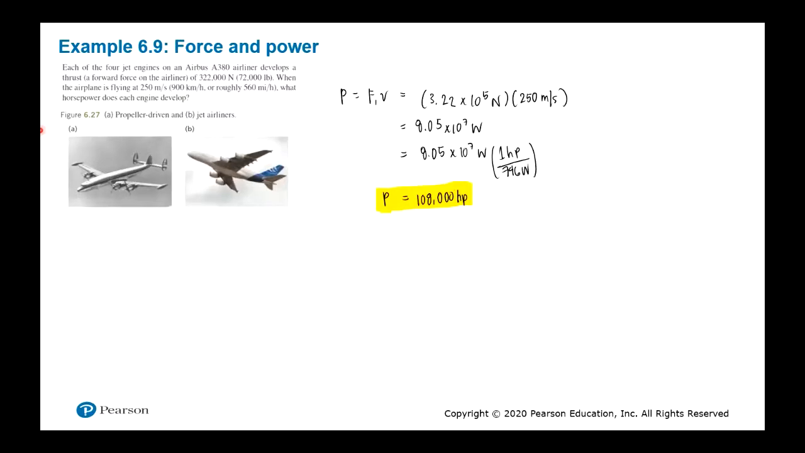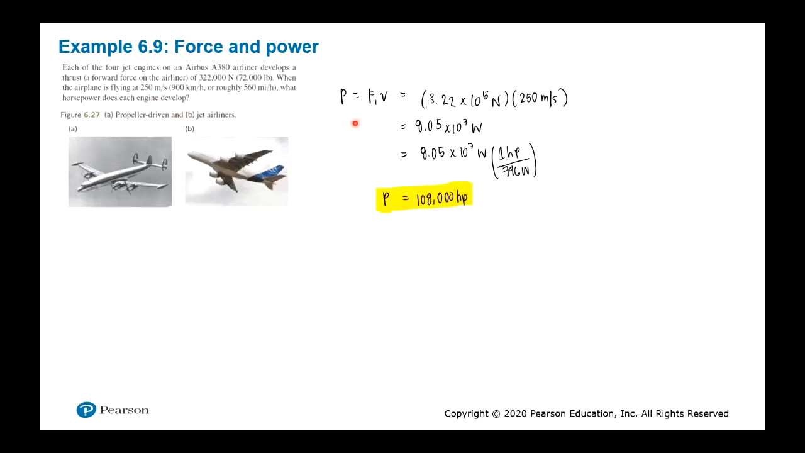Okay, so here is how we can apply the equations we had for power. Each of the 4 jet engines on an Airbus A380 airliner develops a thrust, a forward force on the airplane, of 322,000 newtons or 72,000 pounds. When the airplane is flying at 250 meters per second, or 900 kilometers per hour, or roughly 560 miles per hour, what horsepower does each engine develop?